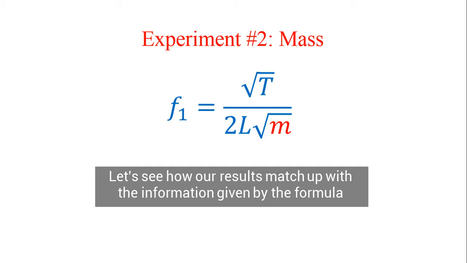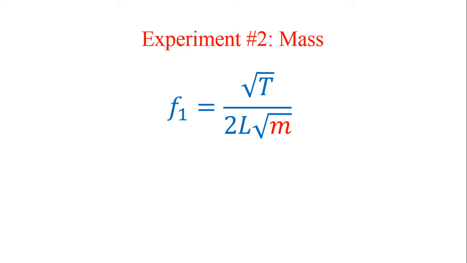Let's see how our results match up with the information given by the formula. Because in the formula, F1 equals the square root of T over 2L times the square root of M, mass, which is represented by the letter M, is under the bar. It's clear that mass is inversely proportional to the fundamental frequency, meaning that we can predict that as the quantity of water, and so the mass of the idiophones, increases, the fundamental frequency of the instrument will decrease and the pitch it produces will get lower.